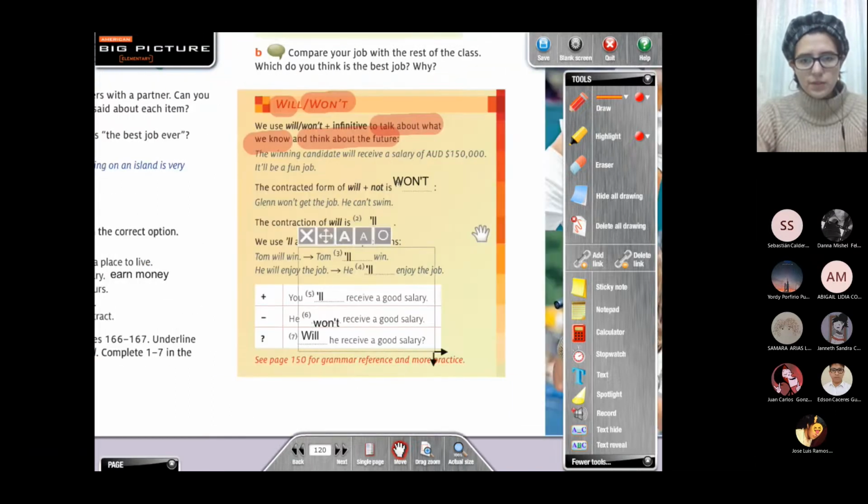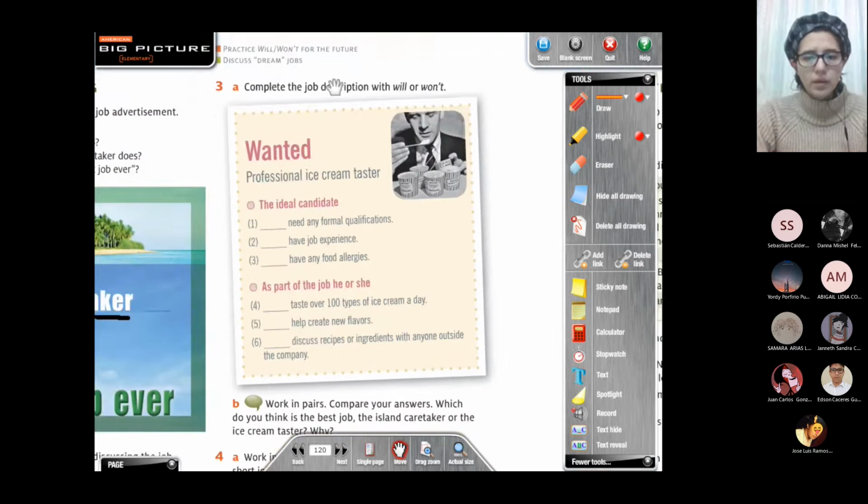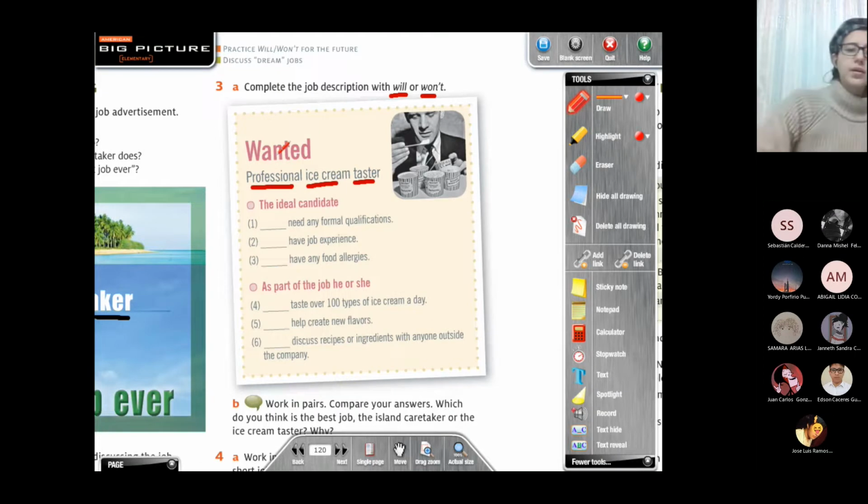Let's do this exercise. Here we have another advertisement, right? Wanted, professional ice cream taster. So let's complete here with will or won't. This is very easy. Complete the job description with will or won't. What do you think? Remember that will, won't is according to what we think about the future. Will positive, won't negative. If we're talking about a professional ice cream taster, what is required to be a professional ice cream taster? Let's see, we have 6 options.